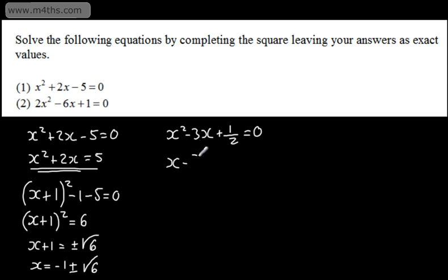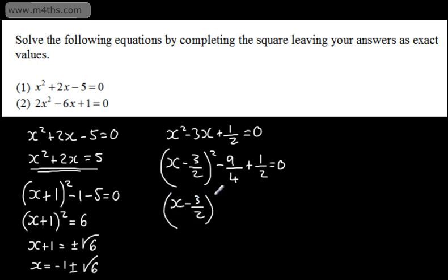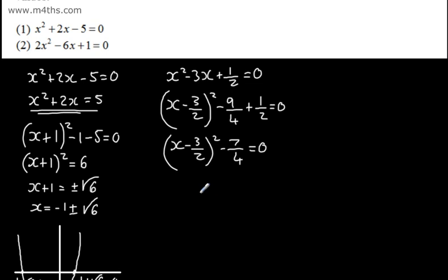x minus 3 over 2, we're just taking half the coefficient. We square the bracket, subtracting away 3 squared, which is 9, 2 squared is 4, plus the 1/2, and that is equal to 0. So I've got x minus 3 over 2, all squared, and if I write this as positive 2/4, 2/4 minus 9/4 is going to give me 7/4, and that will be negative. That's equal to 0. We can add the 7/4 to both sides, so x minus 3 over 2, all squared is equal to 7 over 4.